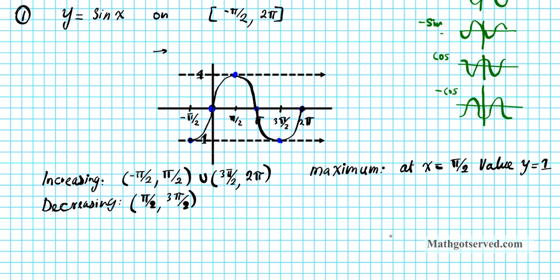Okay? Now let's look at our minimum. What is our minimum value on this graph, and where does it occur? It attains its minimum of negative 1 at negative pi over 2 and 3 pi over 2. So at x equals negative pi over 2 and 3 pi over 2, it attains its minimum value of y equals negative 1. Alright, so there goes your minimum value.